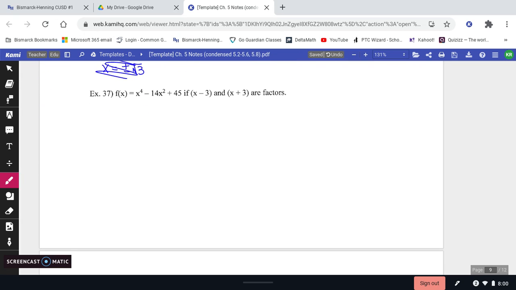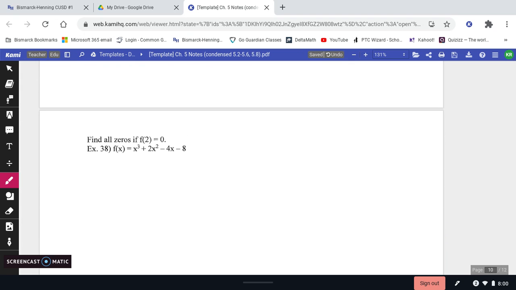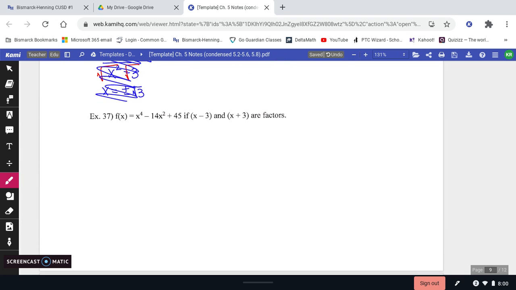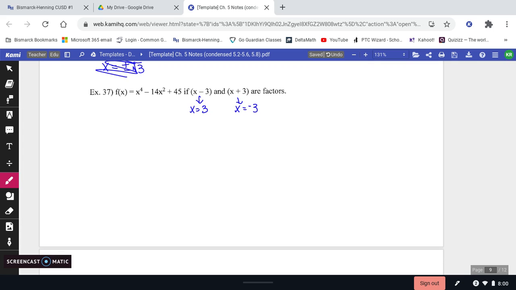Okay, 37. I think we can get this one in before my time runs out. All right, so this time we're given 2 factors. So that means 3 is going to go in our box, and then we're going to follow it up with negative 3. Okay, since this one is a quartic, it's going to take me more than just the couple of minutes I have left.